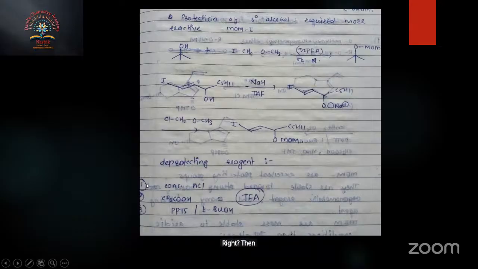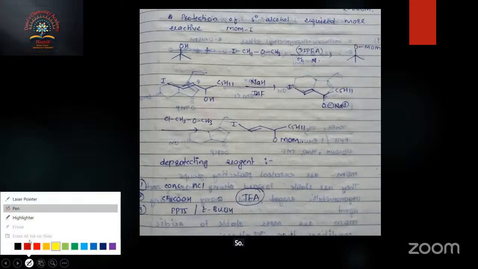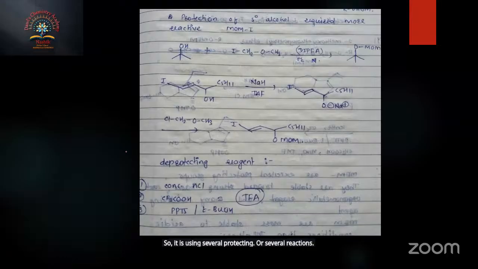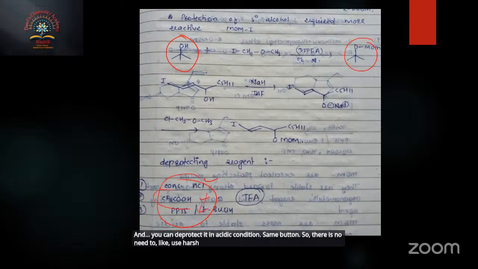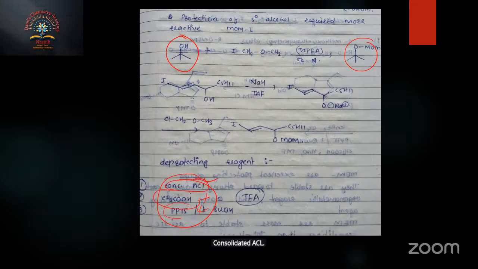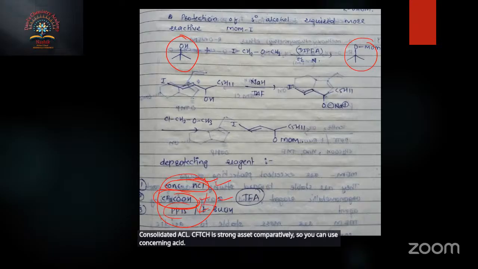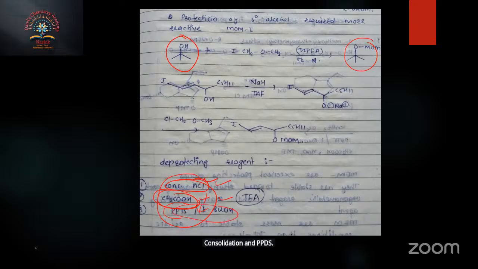Then we have another one, MOM, methoxymethyl protection. It is used in several reactions. See, again, it may protect primary, secondary, tertiary alcohol. You can protect all of them, and you can deprotect it in acidic condition. Simple. So there is no need to use harsh condition. Concentrated HCl, CF3COOH is comparatively strong acid. So you can use concentrated HCl and PPTS. Okay.